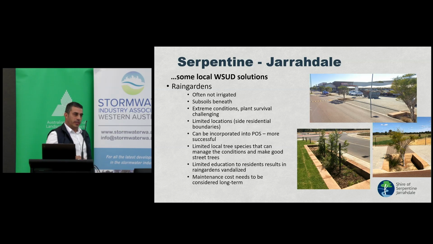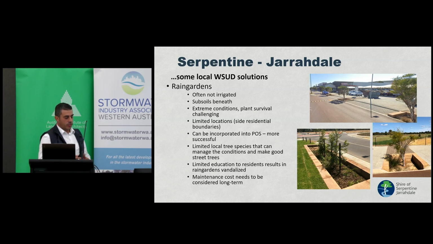They're a good alternative, but very limited on locations, normally side boundaries of properties. They can be incorporated into public open spaces where they're more successful than adjacent to roads. There's very limited local tree species that can manage the conditions and act as good street trees also. Very limited education to residents, which results in the rain gardens being vandalised, trees removed, filled in, rubbish put in there, just use it as their own tips, or if they don't like them, fill them in.